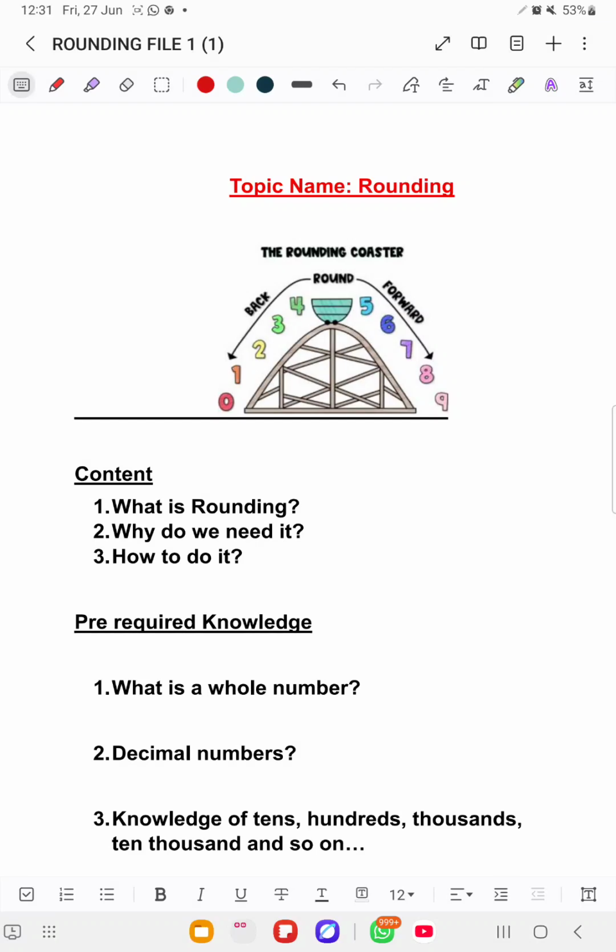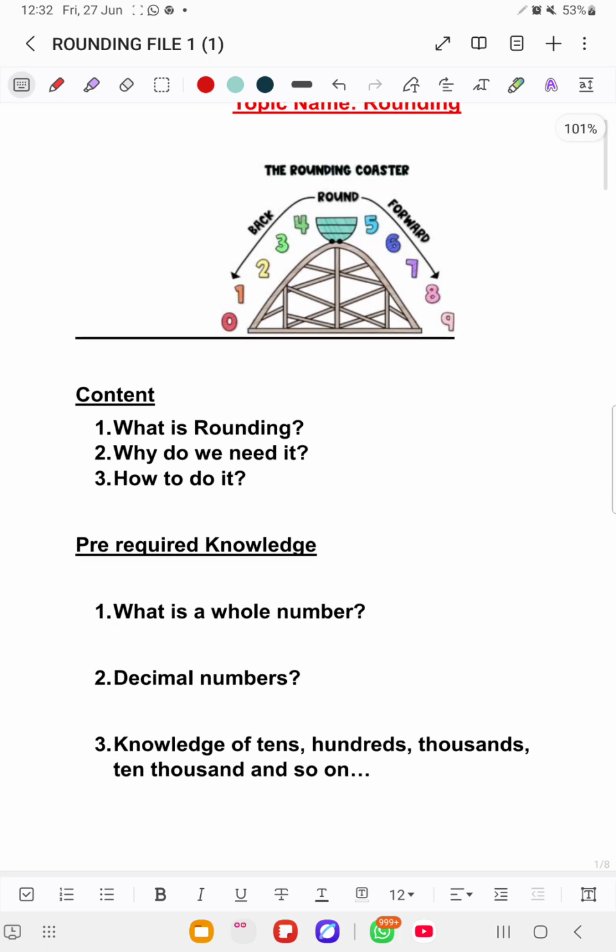So now I'm here with my second video on the topic rounding the numbers. This topic is helpful for year 2 to year 6 students and even higher. So without any further delay, let's dive into the topic of how to round the numbers. As we already know, rounding means we have to make the number simple but keeping its value closer to the actual value it was before.